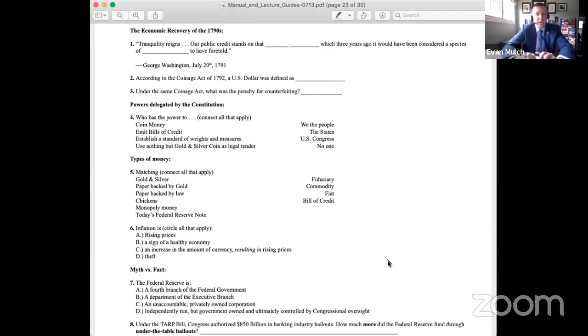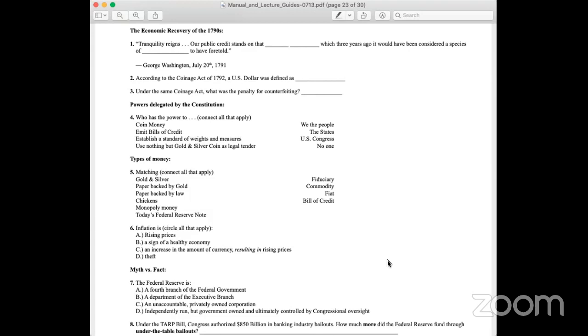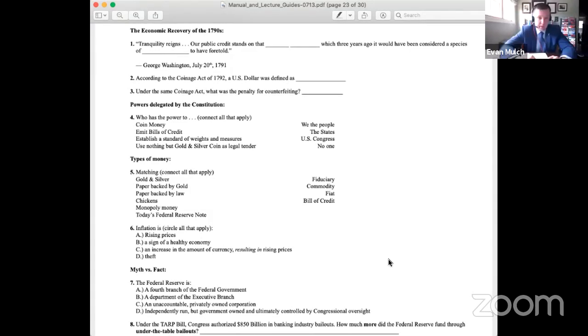Number 3, under the same Coinage Act, what was the penalty for counterfeiting? Death. Yeah, death was the penalty for counterfeiting under the Coinage Act of 1792. That made sure that everybody at the mint for the U.S., everybody making coins, was not going to mess around. They were going to make the coins exactly as they should be.